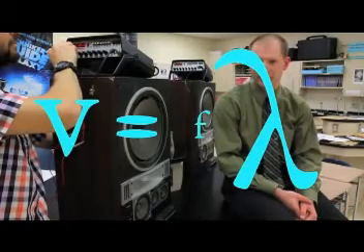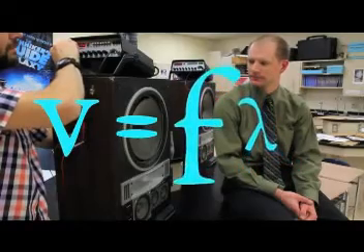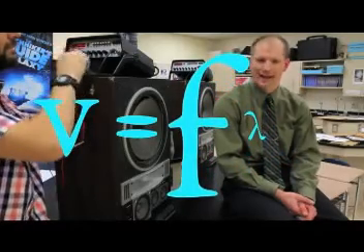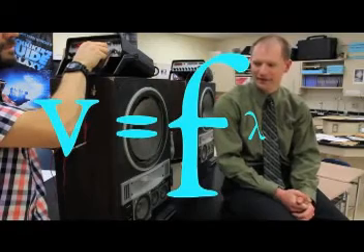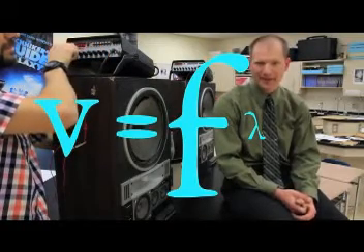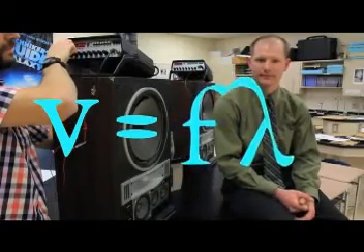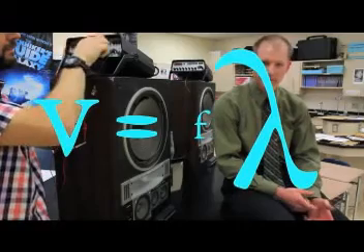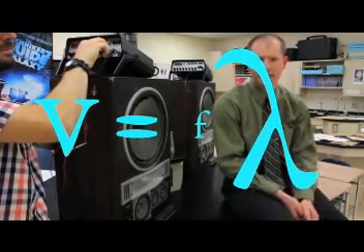As the frequency goes up, the speed stays the same, so therefore the wavelength gets shorter. Higher and higher frequencies have shorter wavelengths because the speed is constant. When you reduce the frequency, the wavelength must get longer because the speed stays the same.